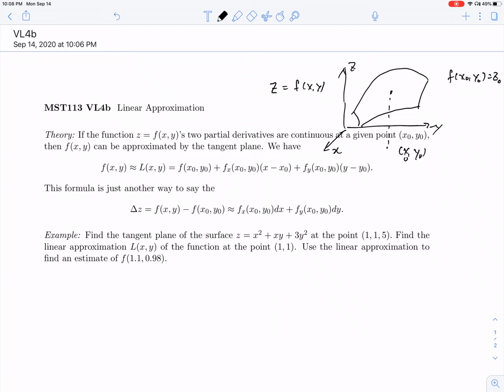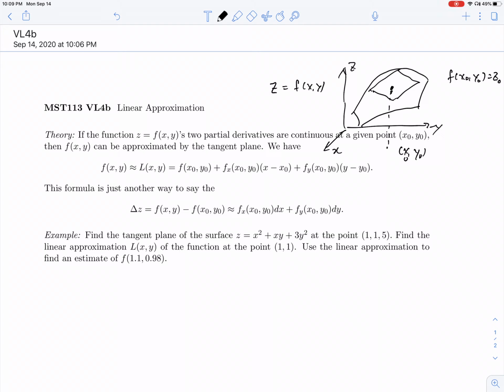Then we know if you have a good surface, if the partial derivatives exist and are continuous, then you can have a tangent plane over here. This is a tangent plane. And we know that near this point, your tangent plane can be used to approximate the surface. That's where this formula is from. If we look at the equation of the tangent plane, that's exactly what we have on the right-hand side.